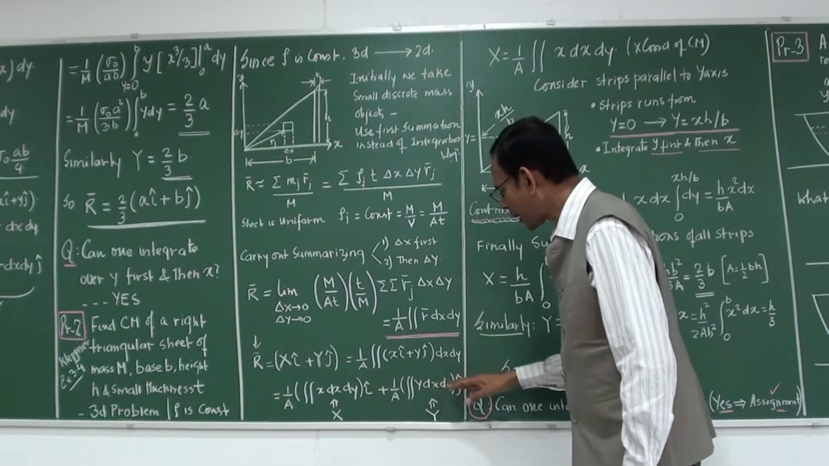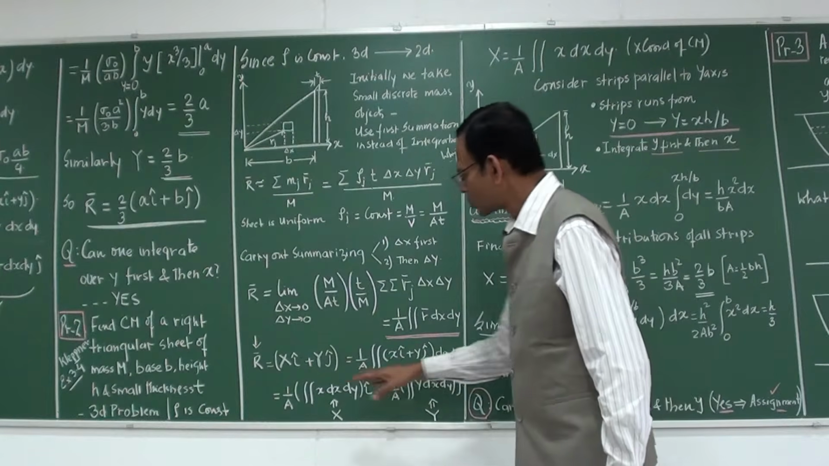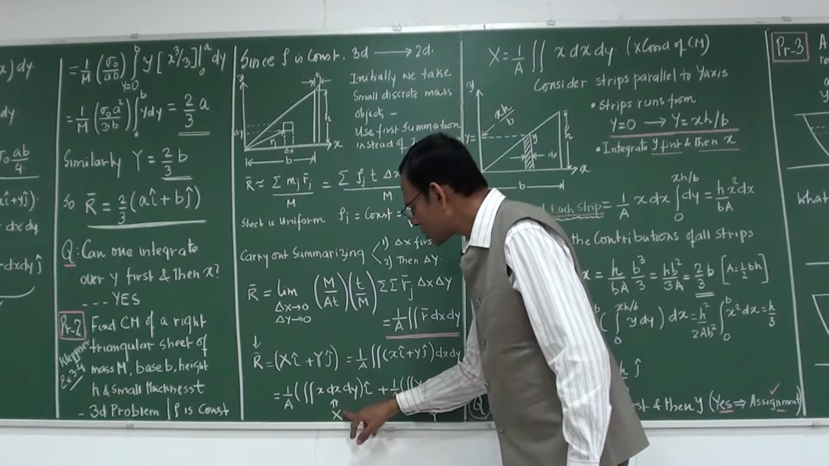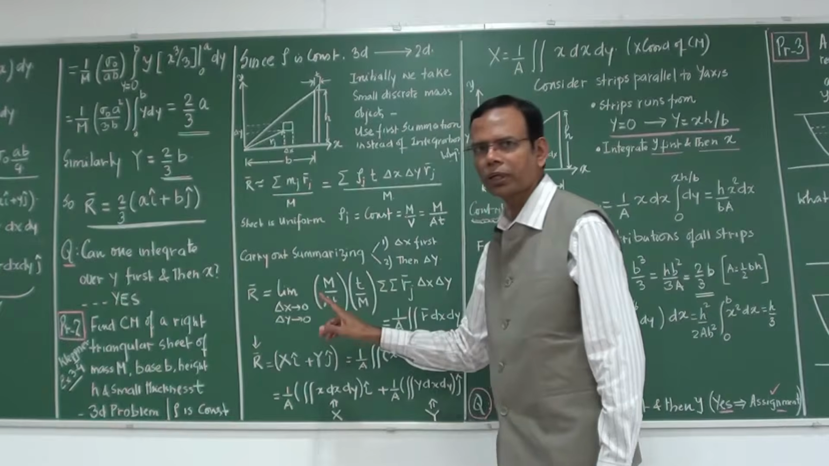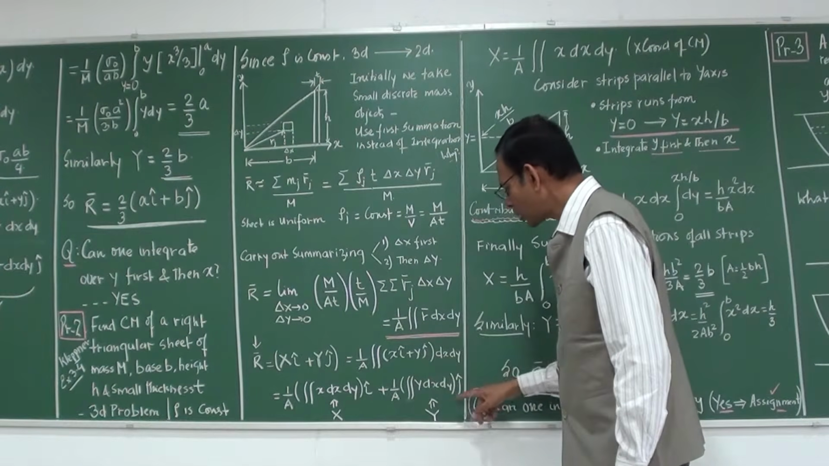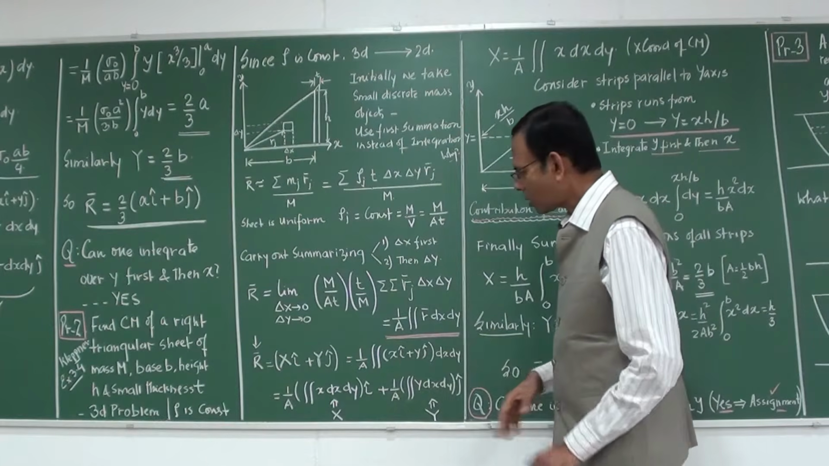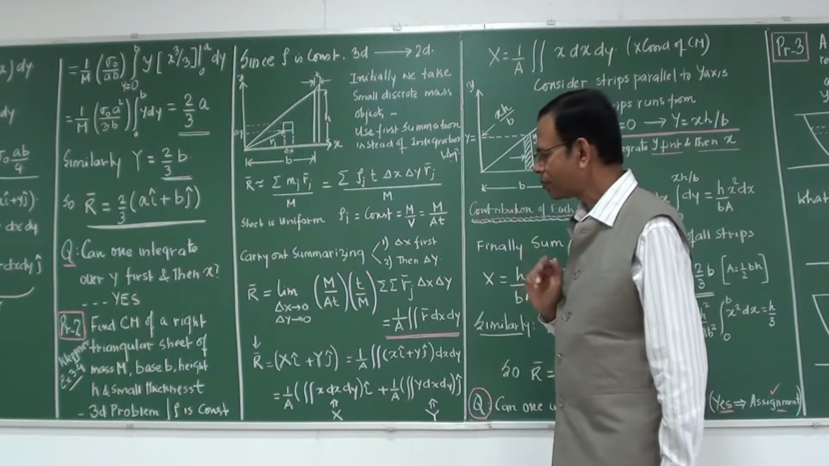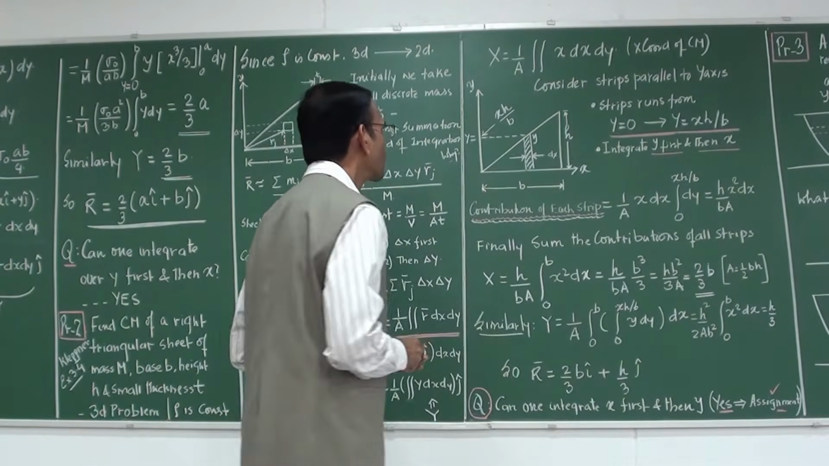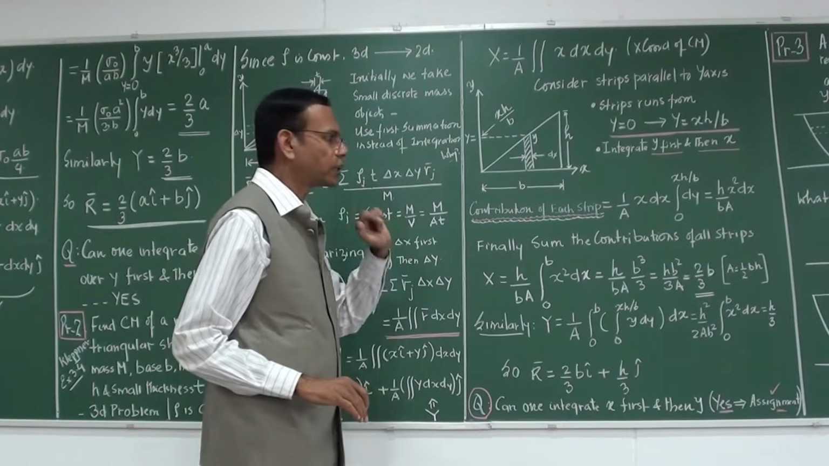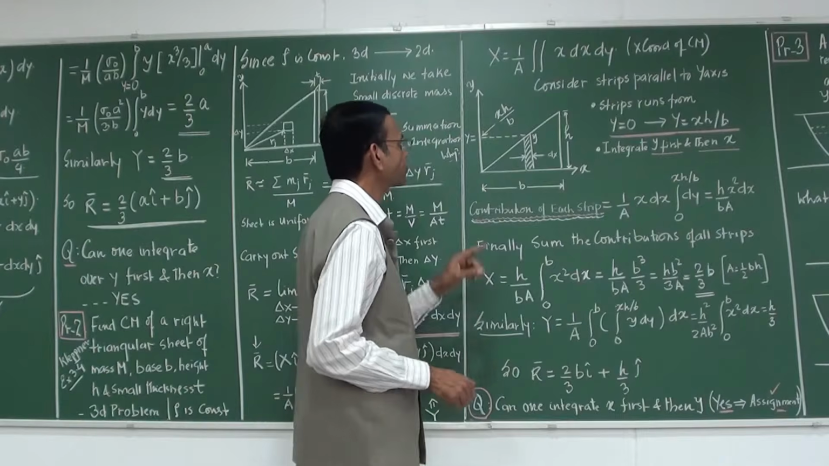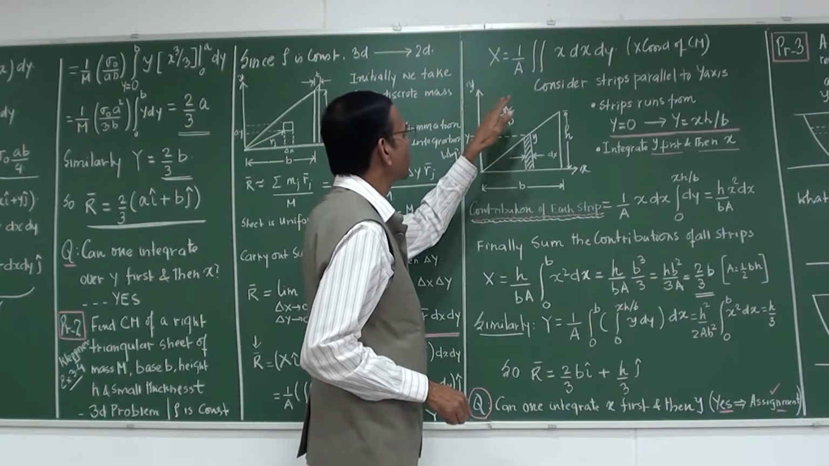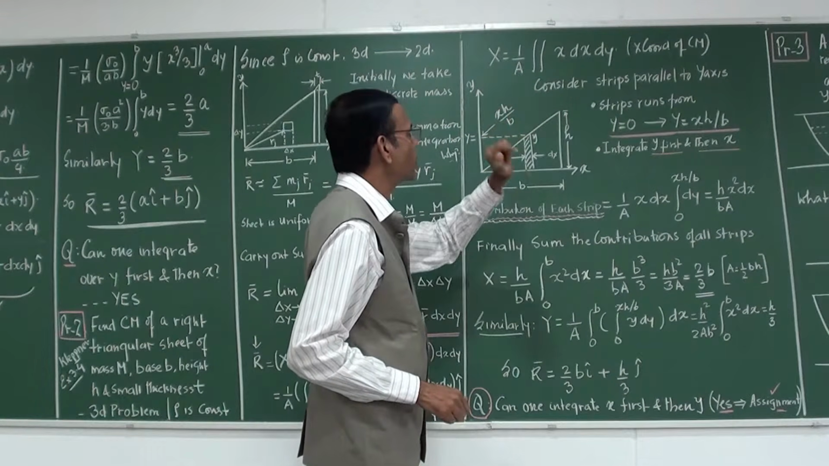Then we separate i cap and j cap and write these separately. So this is your i cap and this is your j cap. This particular quantity is your capital X, that is the x component of the center of mass, and this is your y component of the center of mass. Now we will calculate them separately. That is easier, and there also we follow the same method. This is very, very important and there are a lot of things to understand here. X is equal to 1 over A integral of x dx dy. It is the x coordinate of the center of mass.